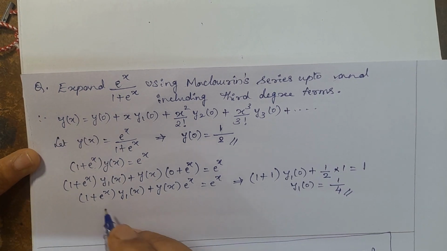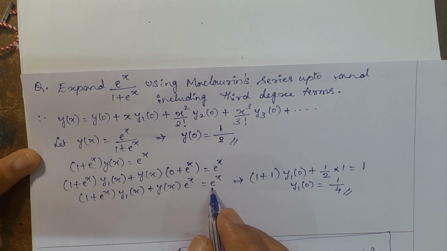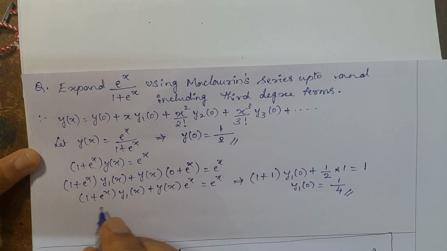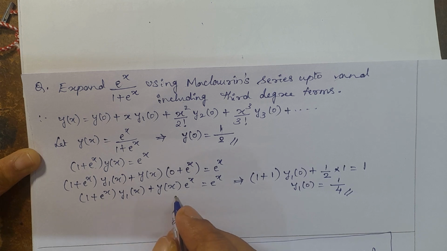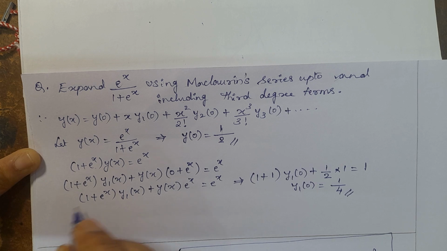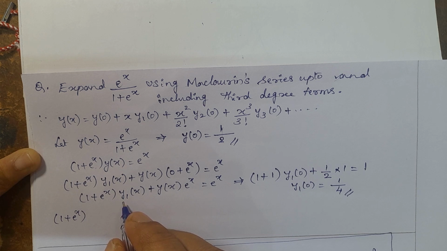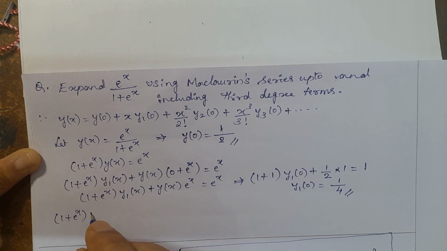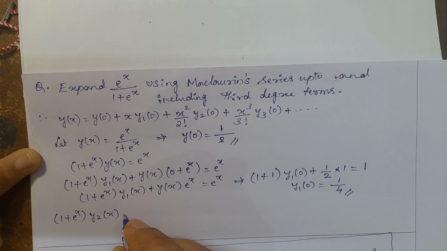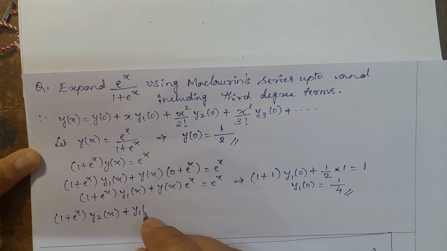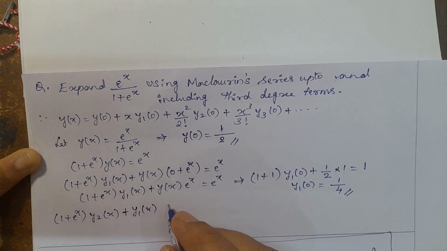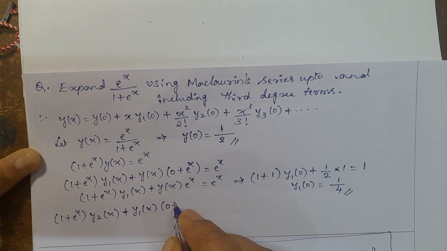Next, differentiate of this one. Okay. So 1 plus e power of x y1 of x plus y of x e power of x equal to e power of x, differentiate. So first function as it is 1 plus e power of x. Next differentiation of second one: y1 of x differentiated gives y2 of x. Next plus differentiation of second function as it is, differentiation of the first one gives 0 plus e power of x.